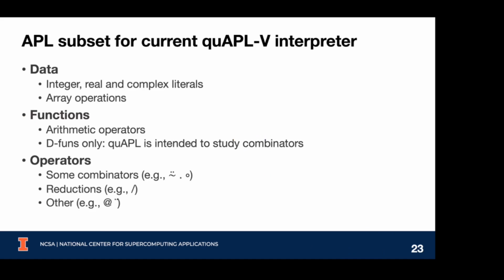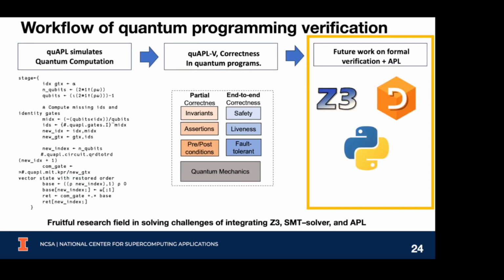Some of the APL subset that we have implemented in the QAPL interpreter right now: in terms of data, we have integer or real literals, and also some array operations. In terms of functions, we have arithmetic operators and defuncts. And in terms of operators, we have some combinators and reductions, and also other operators as well.